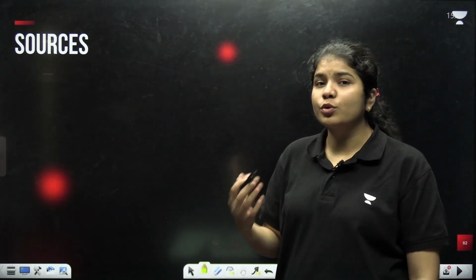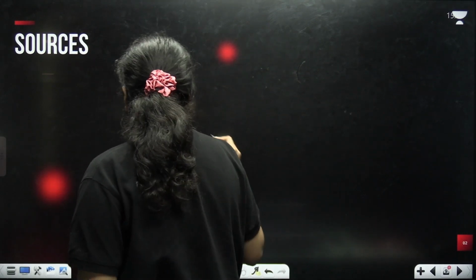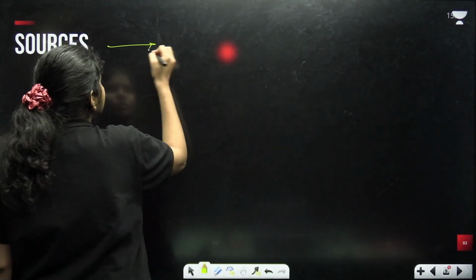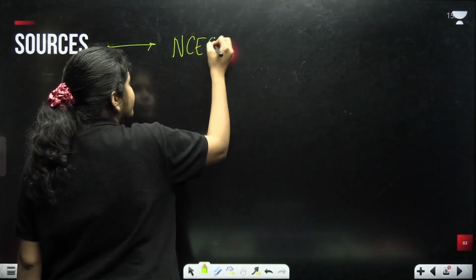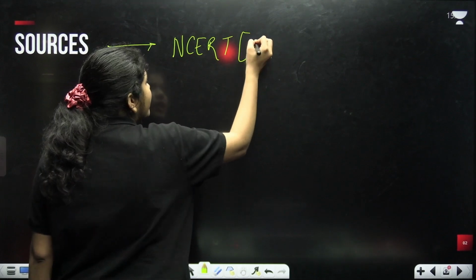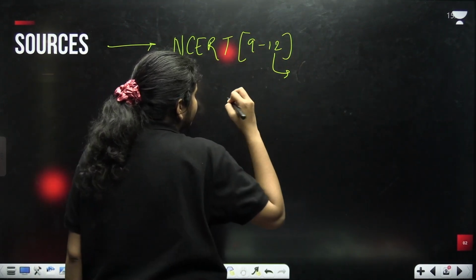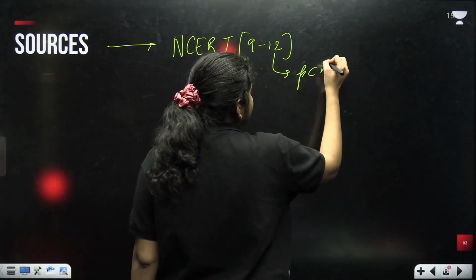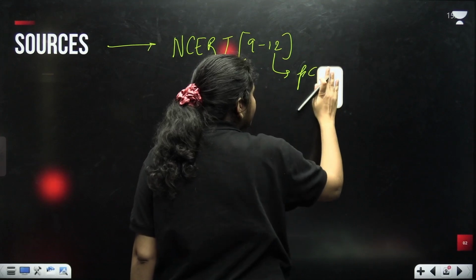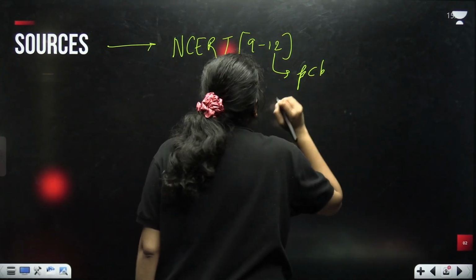I would like to begin by telling all of you what all are the sources that we can use because there are a lot of sources that are present in the market. So the sources that can be used are basically NCERT for the very purpose of our basics. NCERT is from 9 to 12th, and as we know in 11th the division occurs. So PCB is something that can be read, that can be considered for the purpose of our examination.